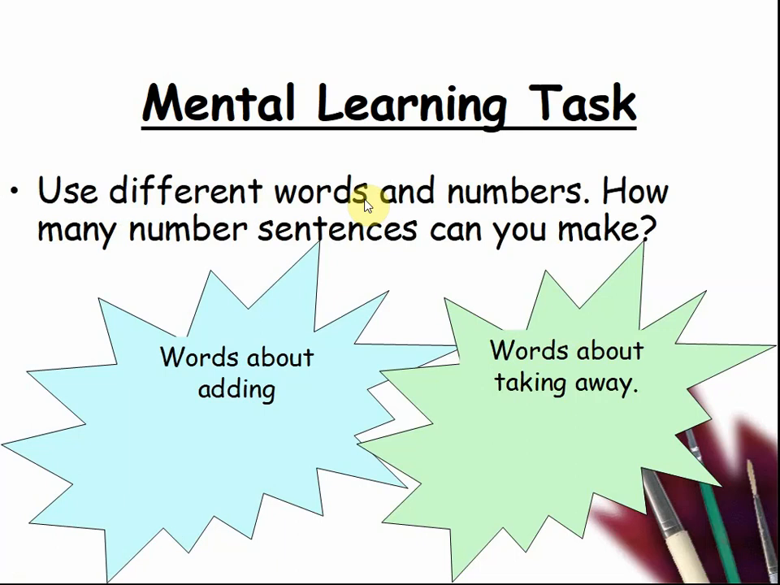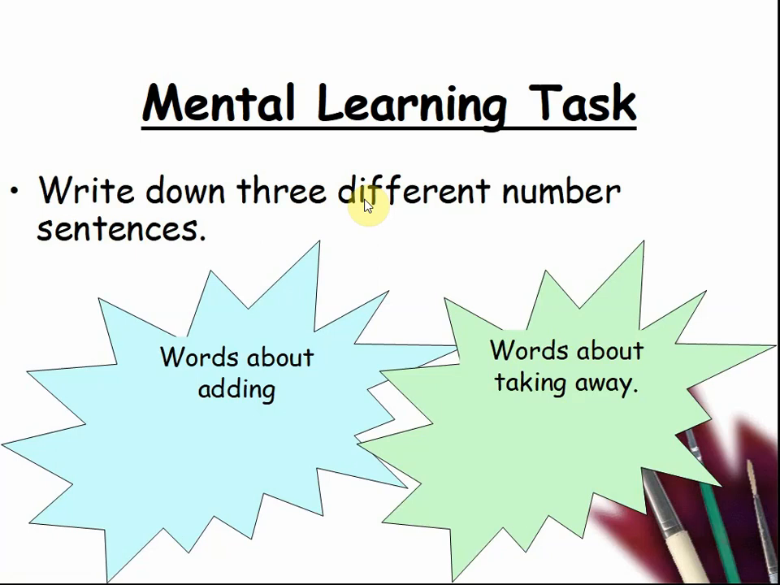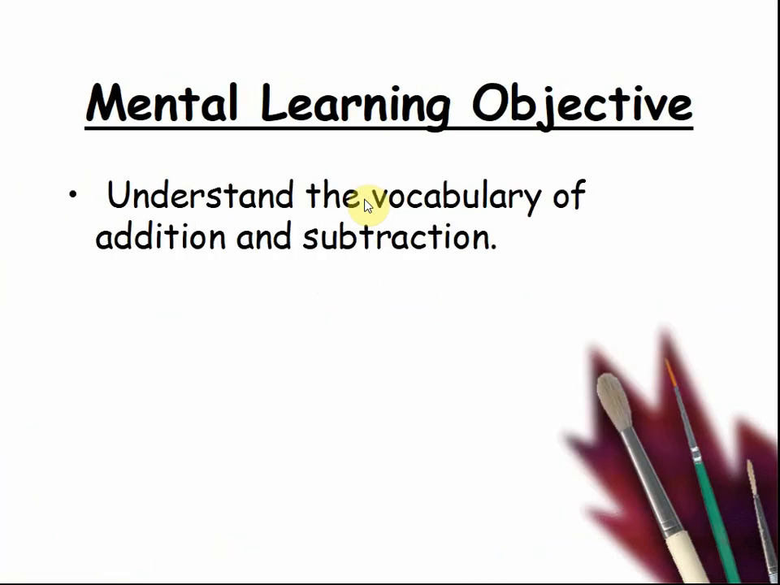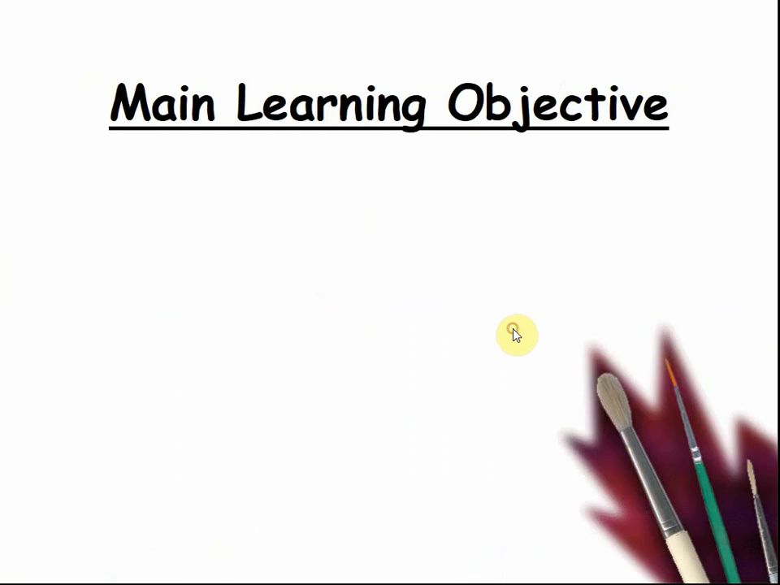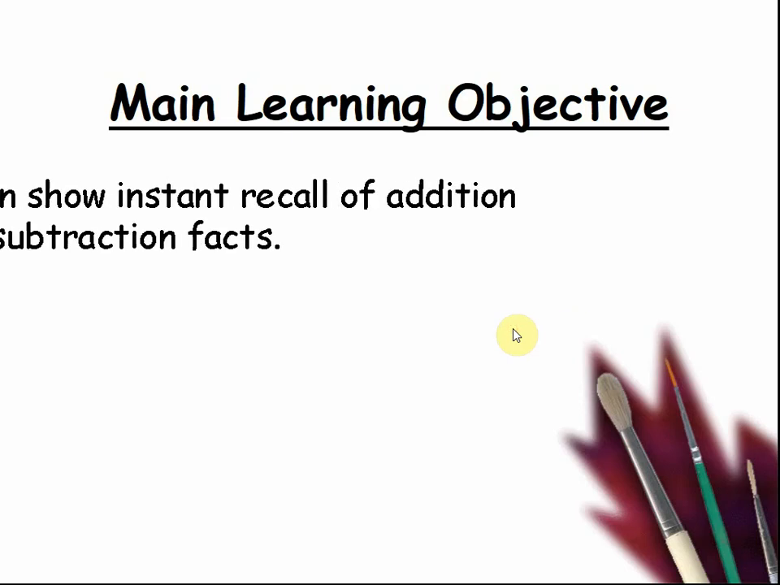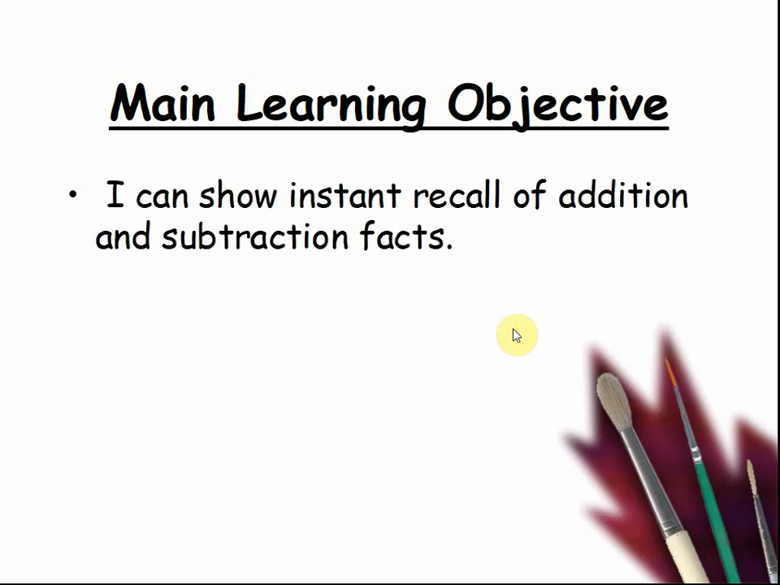How many number sentences can you make? Write down 3 different number sentences. You probably want to pause the video while you do that. The mental learning objective today was to understand the vocabulary of addition and subtraction. The main learning objective of today is this: I can show instant recall of addition and subtraction facts.